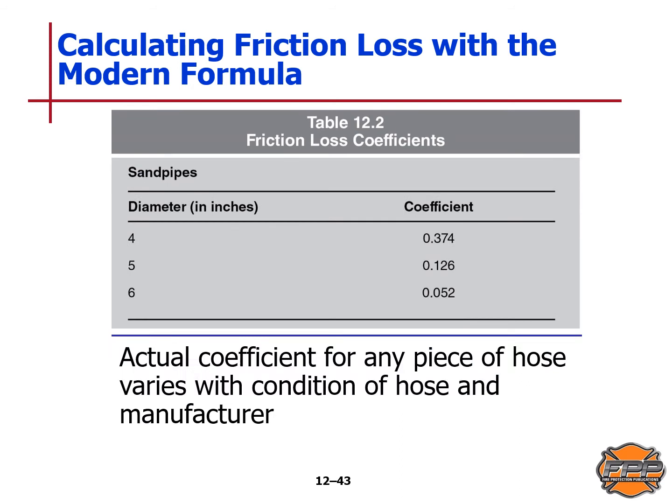Any coefficient for an actual piece of hose varies with the condition of the hose and the manufacturer. So bear that in mind. Just because, for example, a 4-inch hose has a coefficient of 0.374, don't count on that absolutely, because you can have conditions in the hose that can cause variance.